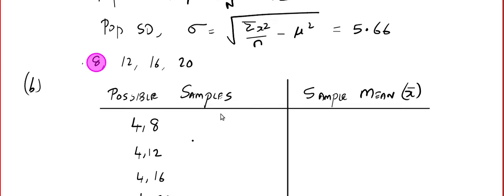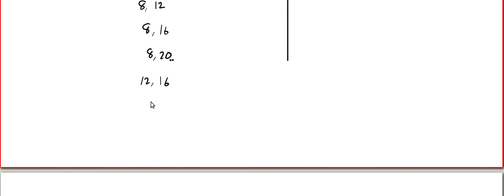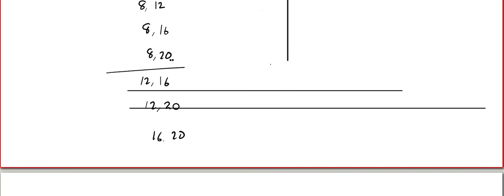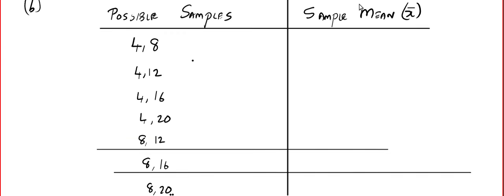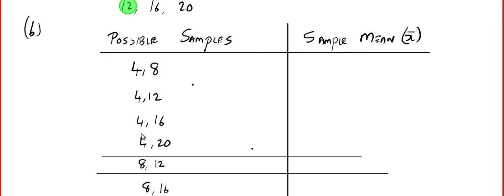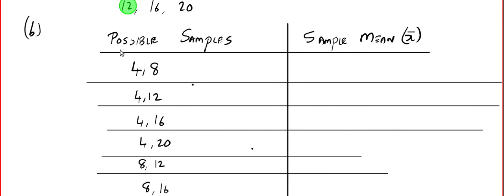Now I'll erase this 8 and start with the 12. So 12, 16; 12, 20. And finally, 16, 20. So we have 1, 2, 3, 4, 5, 6, 7, 8, 9, and 10 samples.